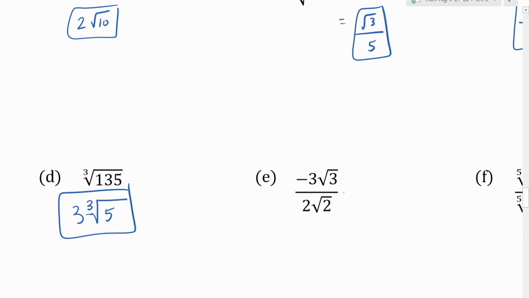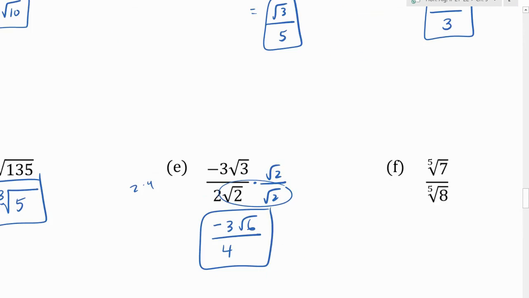This one, the only part that's messing up is that square root of 2 in the denominator. So we're going to multiply top and bottom times that principal square root of 2. And then right here, there's a 2 times 2 more, so I get a 4 in my denominator.